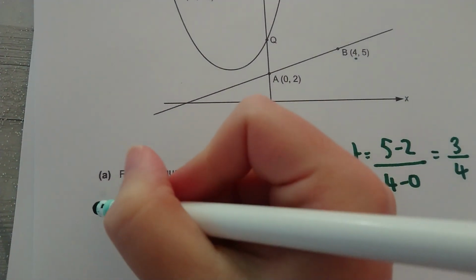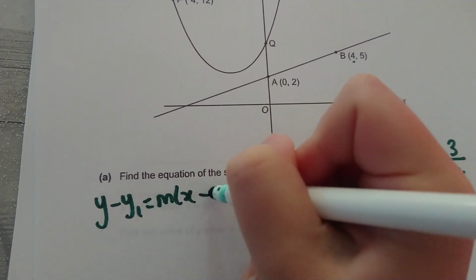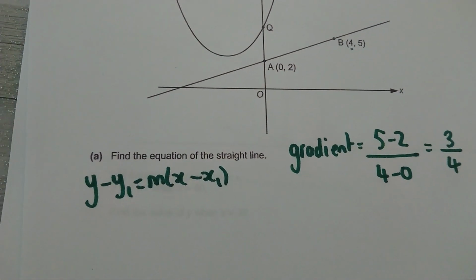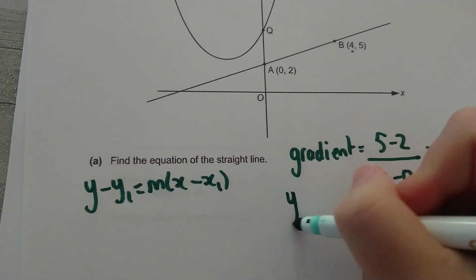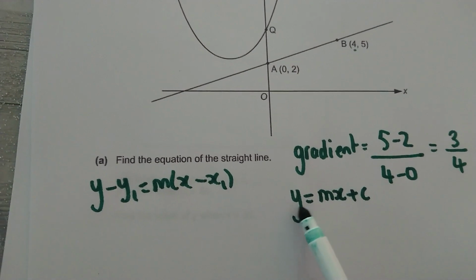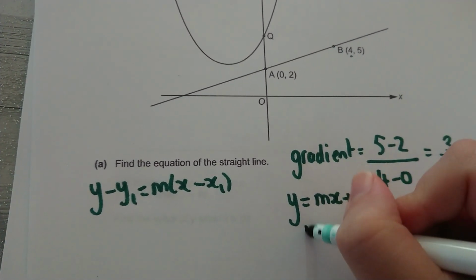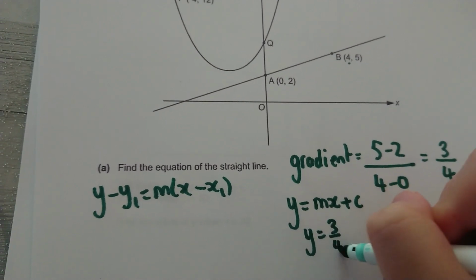Or you may have done y - y1 = m(x - x1). So it depends on how you have been taught. So I'm going to do both ways just to show you. If you use this method here, y = mx + c, you've worked out your gradient is 3/4. So you can put y = 3/4 x.